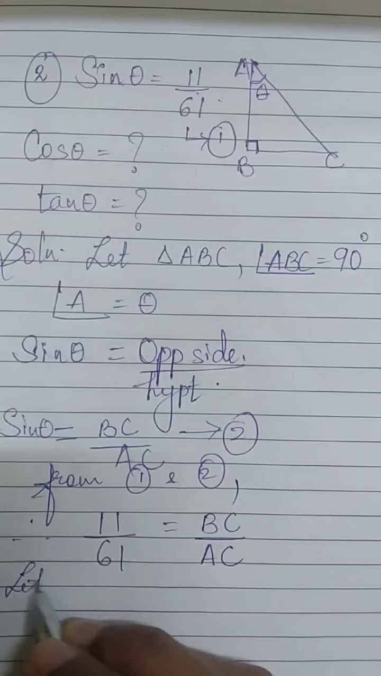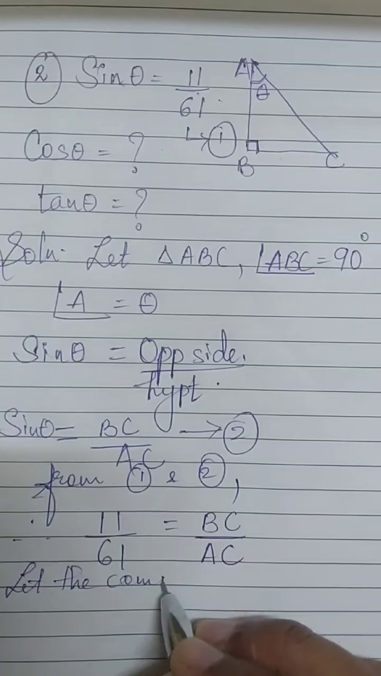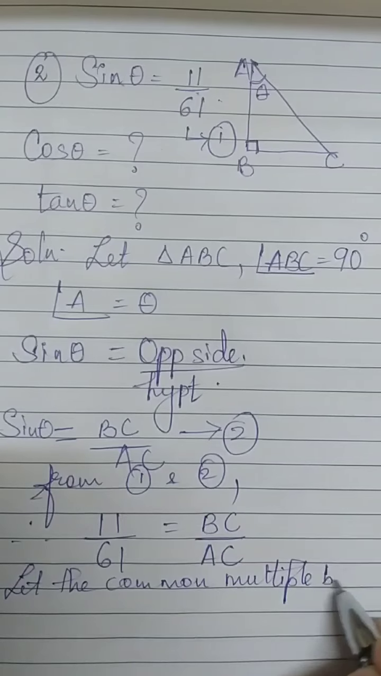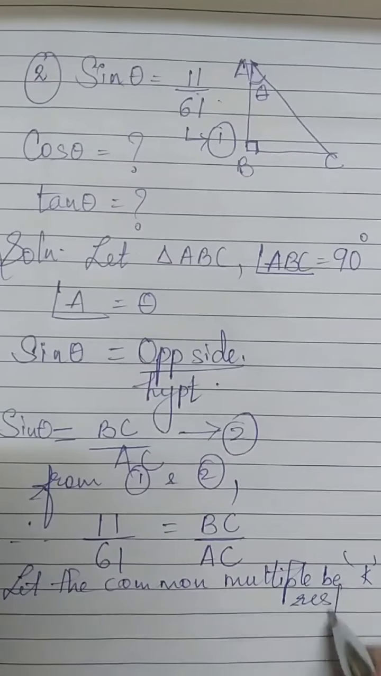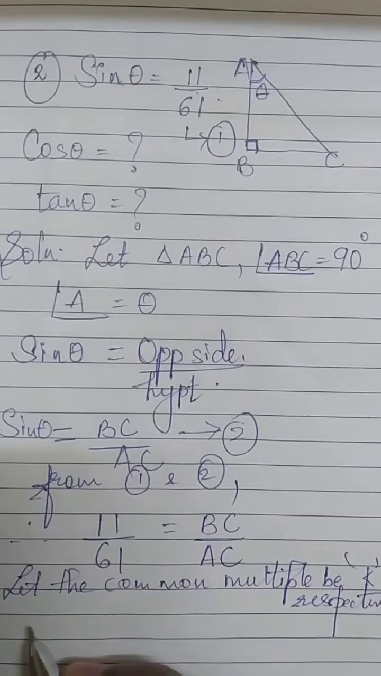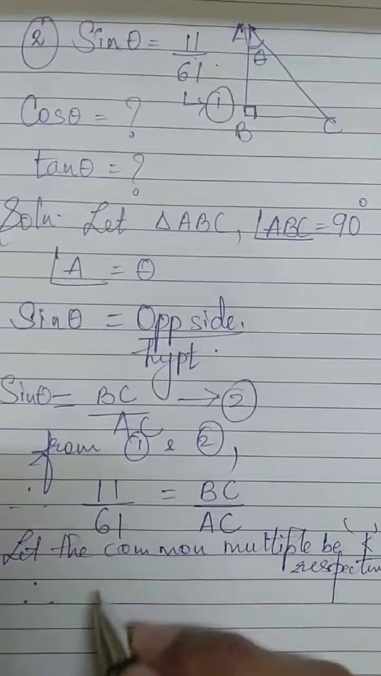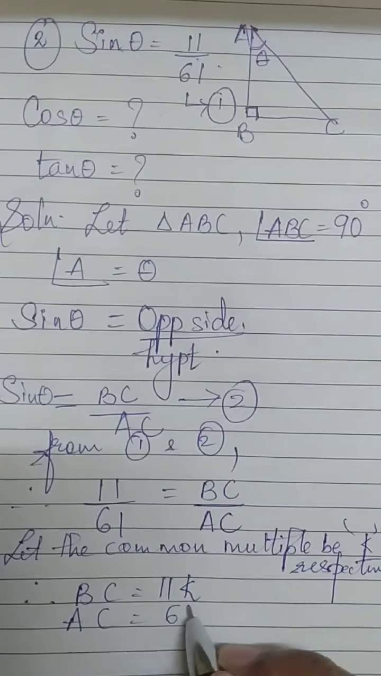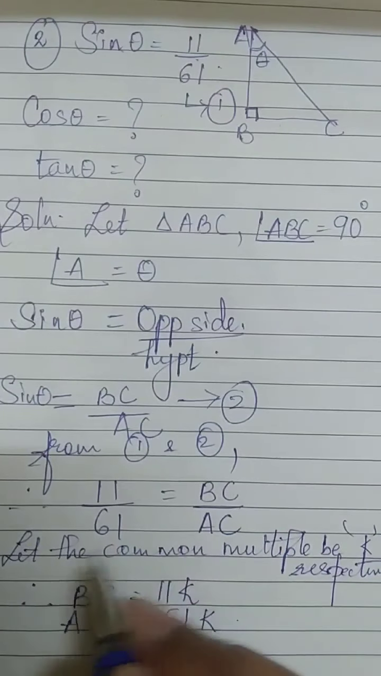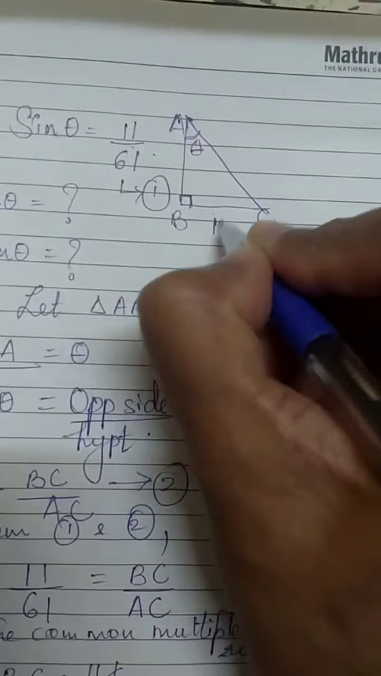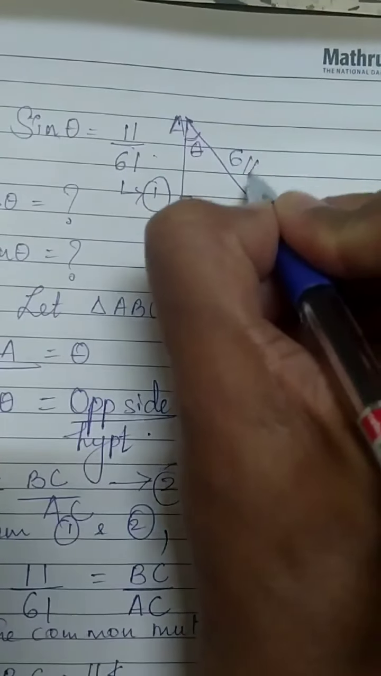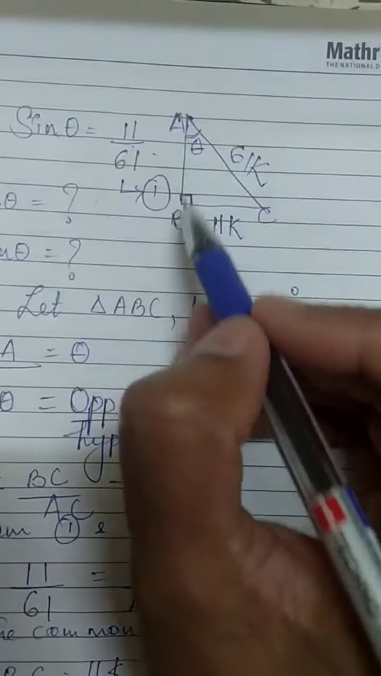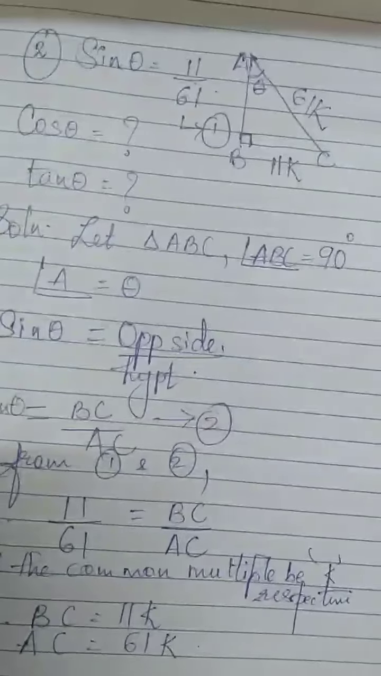Now you will write, let the common multiple be K, because it is ratio, respectively. So therefore, how much will be BC? BC will be 11K and AC will be 61K. BC 11K, AC 61K. Write it here. This is missing, AB. Use the hypotenuse side test and find out AB like we did in the previous sum. Come on, start.